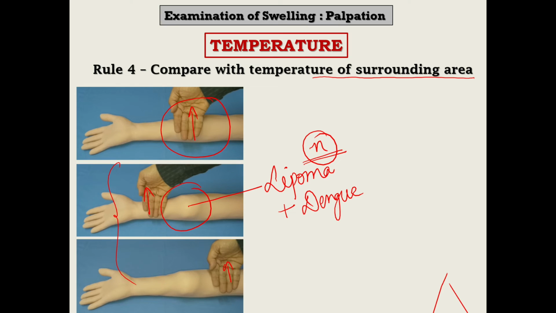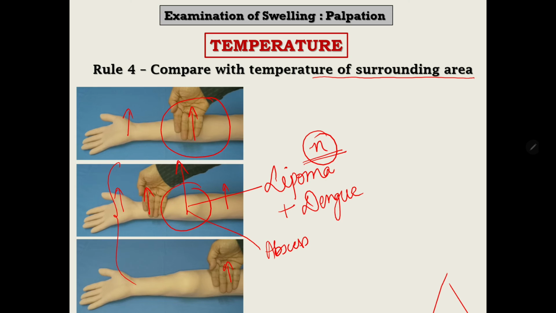Well, sometimes students ask me a very common question, that what will happen if there is an abscess with fever? Now what will happen? Suppose imagine that this is abscess, and the patient is febrile. So you will find that the temperature of patient's body is increased, but still the temperature over abscess will be higher than the surrounding area.